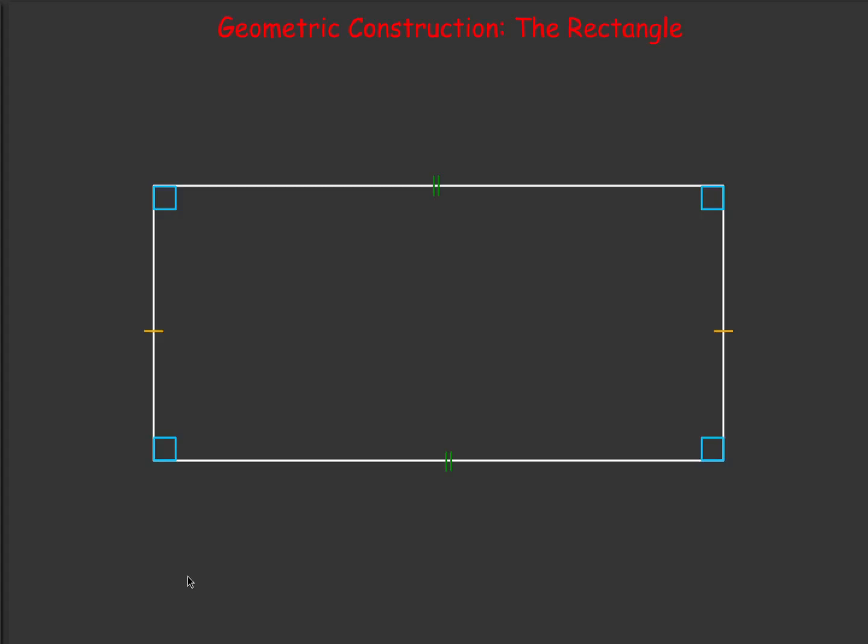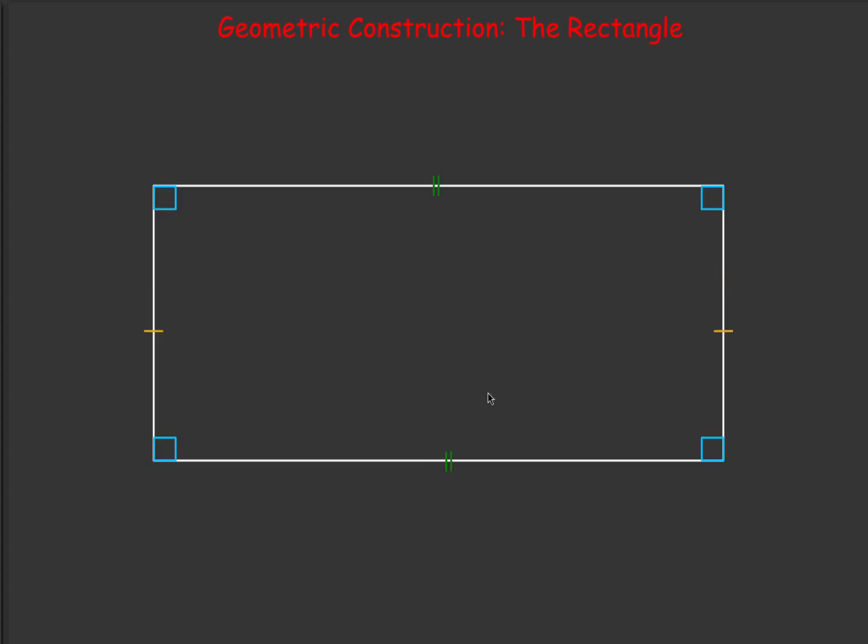This is a rectangle you see over here, and there are some properties that you need to know that will help us in constructing it. First of all, you need to know that the opposite sides are equal. So this side here is opposite to what? This side, and they are equal. Same applies to this side and this side. They are opposite and are equal.